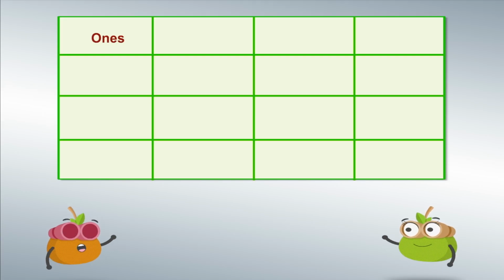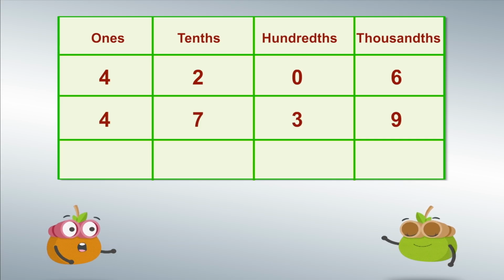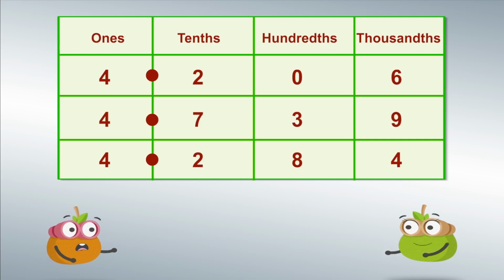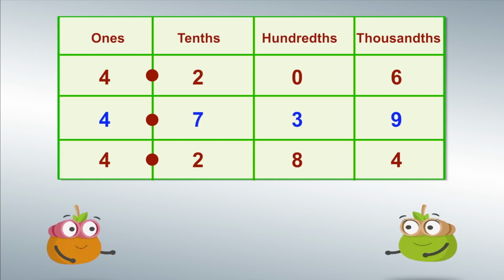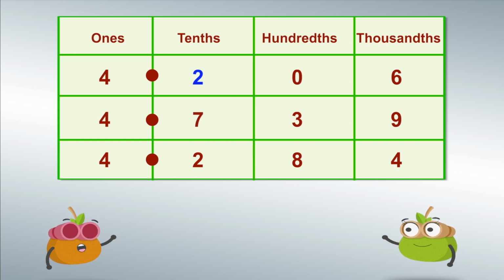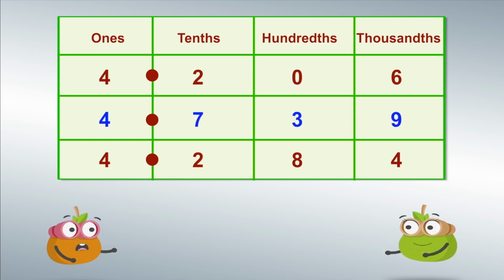Step 1. Arrange the given decimals according to their place values. As we know, comparison always starts with a greater place. Here, the greater place is ones. Step 2. Compare the ones places. All three have the same digit in ones place, which is 4. Step 3. Compare the tenth place. 4.739 has 7 tenths, which is greater than 2 tenths. So, 4.739 is the greatest.